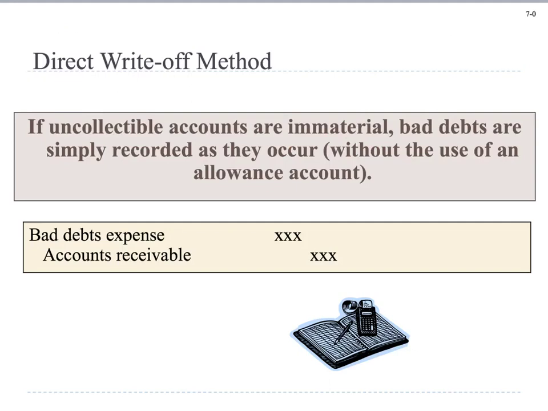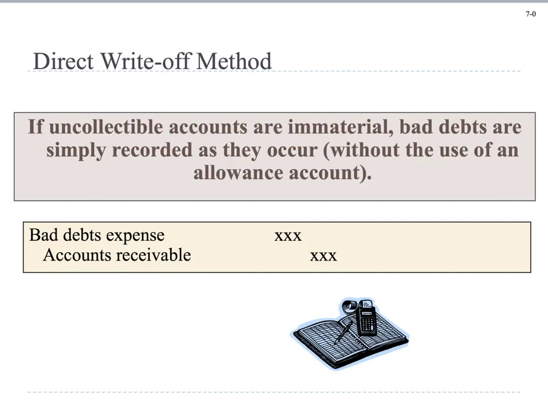But in the event that you have an employer that says the accounts are immaterial, we're just going to write them off, if you have these immaterial accounts, you would just post directly to your bad debt expense and directly to the accounts receivable. But if you're doing proper accounting, you should have an adequate allowance set up.